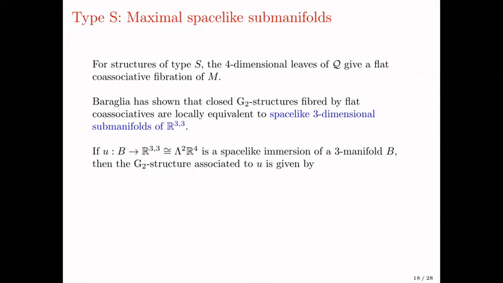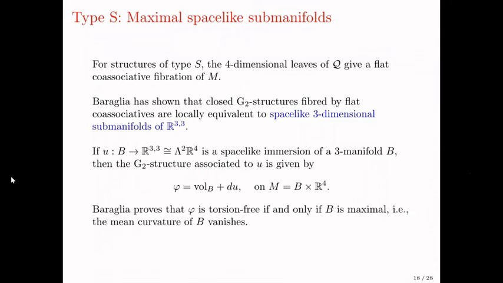Then the G2 structure associated to this immersion is simply given by, you take the volume form associated to the pullback metric and add du. So here, u maps into the space of two forms. So du, I can lower the index and I'll get a direction, and I'll have the lambda 2 here, and I can make that into a 3 form. And the manifold M is just simply B times R4. Okay, so this is how the G2 structure is constructed. And he shows that conversely, if I had a closed G2 structure that's fibered by the flat co-associatives, it must locally be of this form.